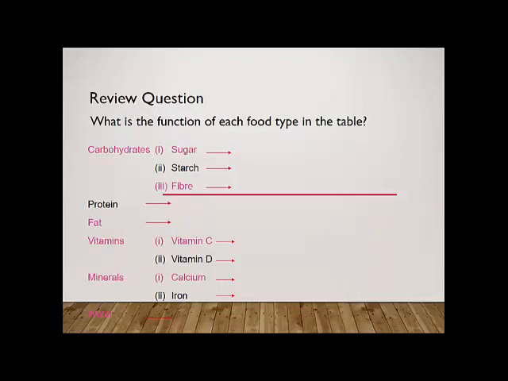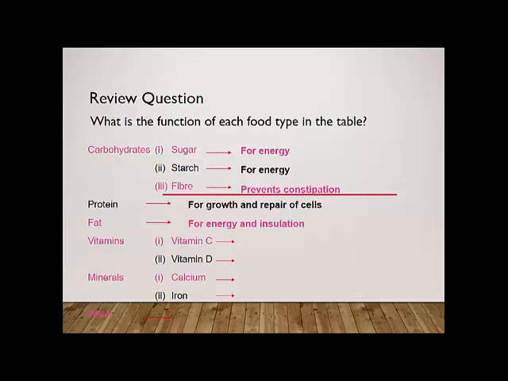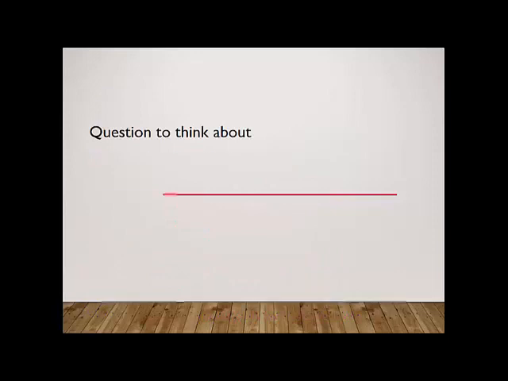What is the function of each food type in the table? Sugar is for energy, starch for energy, fiber for prevention of constipation, protein for growth and the repair of cells, fats for energy and insulation, vitamin C for healthy skin and gums, vitamin D for strong bones, calcium for strong bones, iron to make red blood cells, and water to dissolve and transport substances.